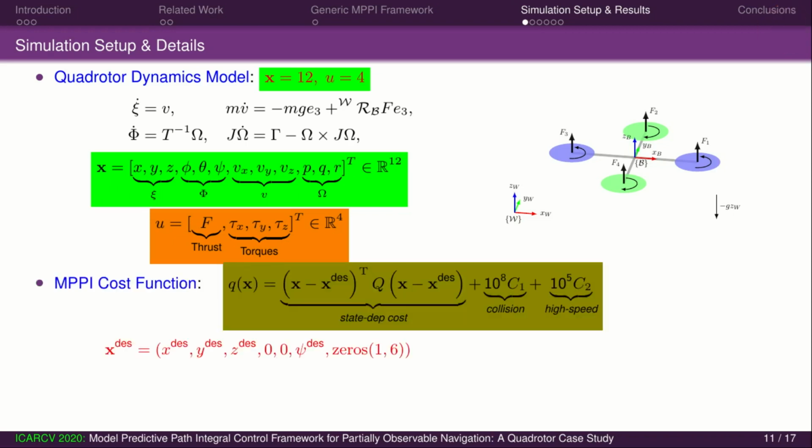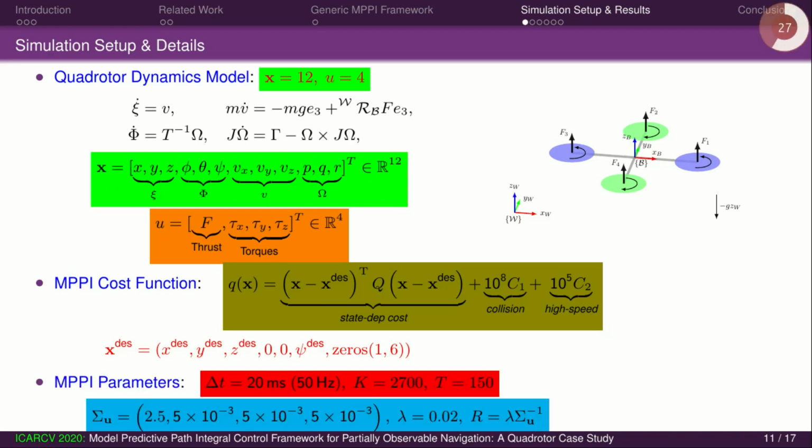The running cost function of each trajectory has the following form, where the second term is used to penalize the collision with ground or obstacles, while the third term prevents the drone from going too fast. Here are the parameters of MPPI that we have set during our simulation. Here, each 20 milliseconds we generate 2,700 trajectories within a time horizon of 150.